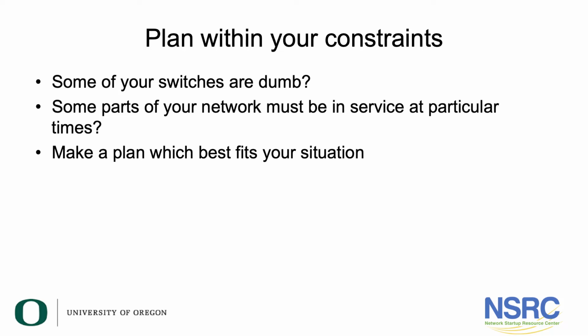For example, some of your switches might be dumb, so they are not configurable. Some parts of your network must be in service at particular times, and you need to make a plan that best fits your situation. If your switches are dumb, you need to figure out: are you going to move them closer to the edge? Are you going to make sure that they're only in one VLAN? Are you going to replace them? If you must book downtime, you have to make sure that, for example, an online exam is not running at the time you're shutting things down. So your plan has to fit the situation of your network.